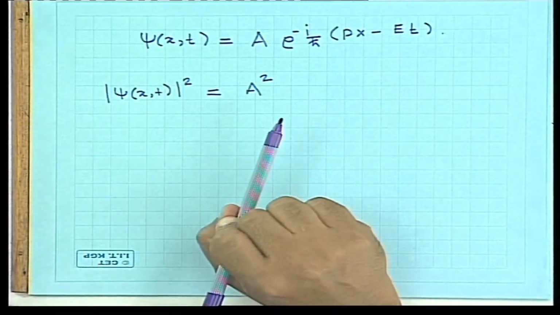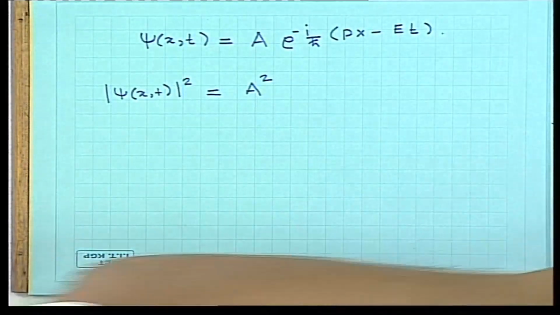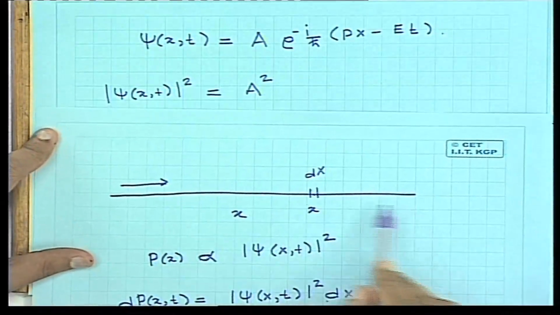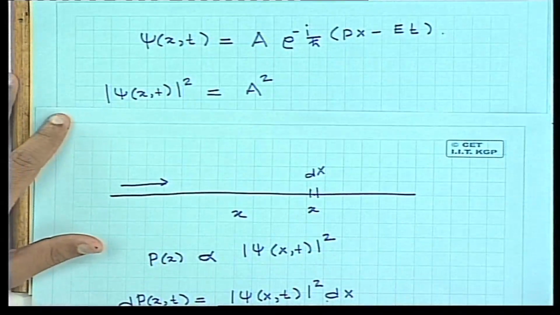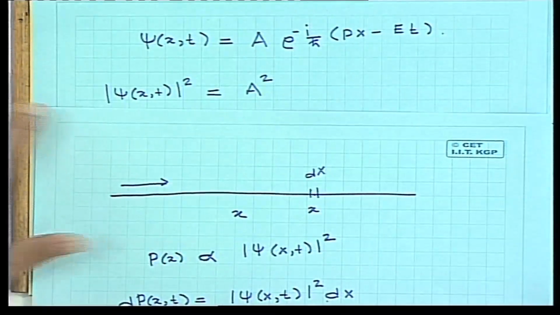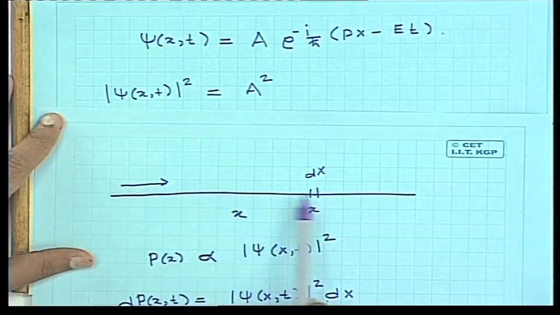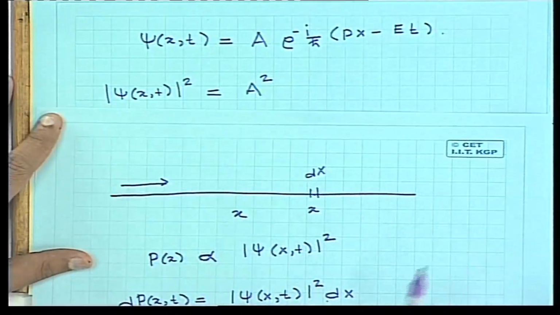Now, you see that we are in a difficulty. We precisely know that the particle has a momentum p and energy E. But if you ask the question, where is the particle located? At which point along the x-axis is the particle located? You find that you have no answer, because the particle has got equal probability of being everywhere along the x-axis.